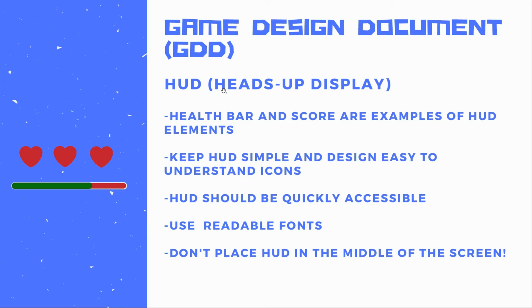Now we will shortly talk about the HUD, which is the heads up display. Some examples are the health bar and score, like these little hearts in here and the health bar in here. We have to keep the HUD simple and design easy to understand icons. So for example, we know that the heart refers to how many lives I have. We know that the green in the health bar is for health, and whatever is red is the health we lost. So you have to keep them as simple as you can, so people can understand them by just looking at them. You have like 1 second or half a second to understand what this icon in the HUD means.